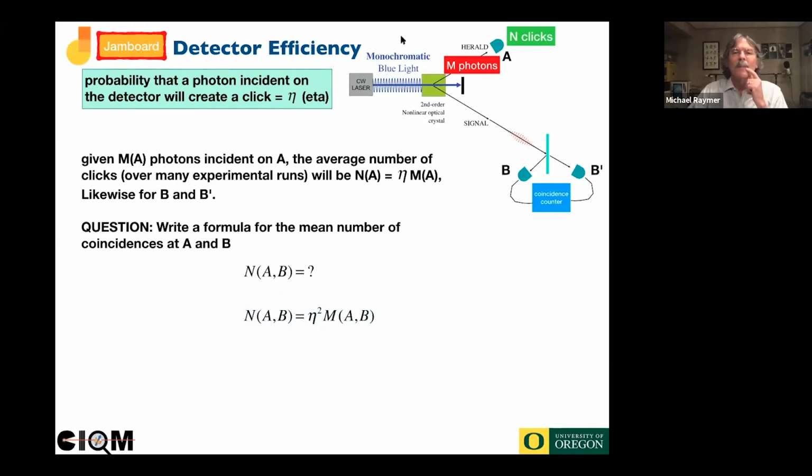Here is the answer, because what it's equal to is eta times eta M_AB, A and B. And that's because M_AB is the number of photons that are simultaneously hitting A and B detectors in the 100 nanosecond time interval. But then we have to account for these probabilities twice because there are two events that we want to be successful. So we get this formula. Very good.